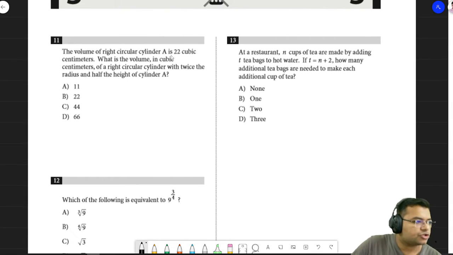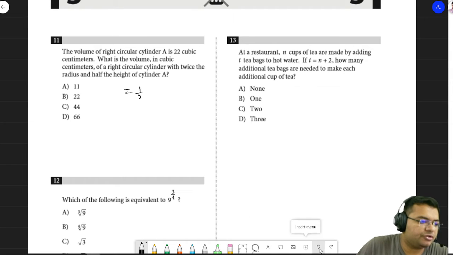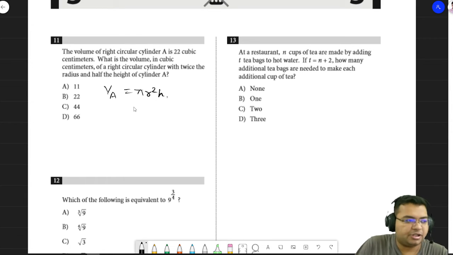Now question number 11. The volume of a right circular cylinder A is 22 cubic centimeters. What is the volume in cubic centimeters of a right circular cylinder with twice the radius and half the height of the cylinder? See, a cylinder is there, right? So the volume will be pi r square h. Volume of A will be pi r square h, where the radius is r and height is h.